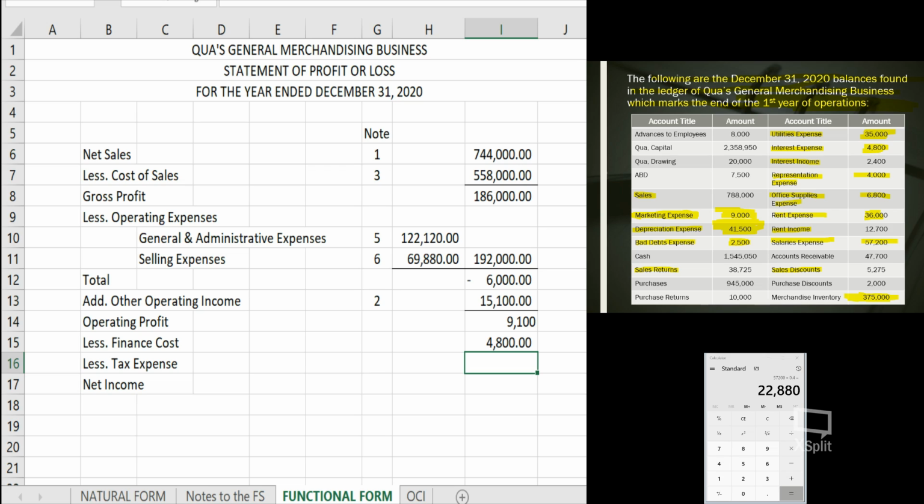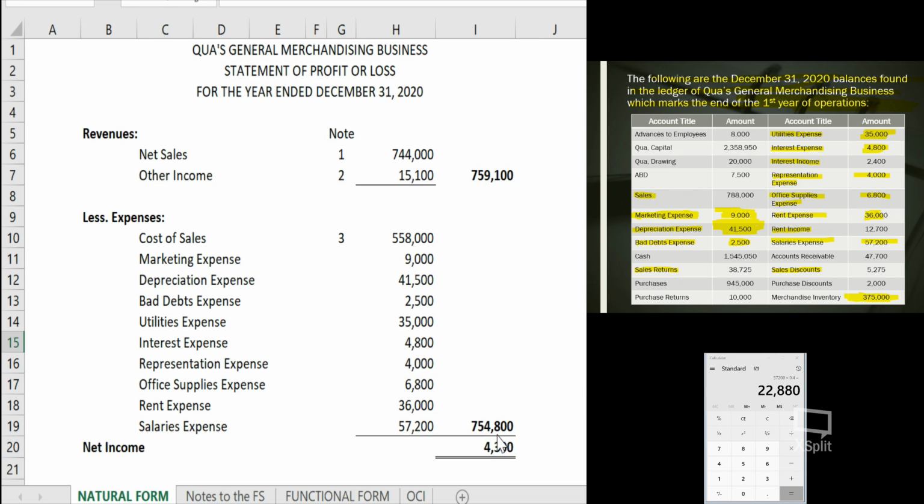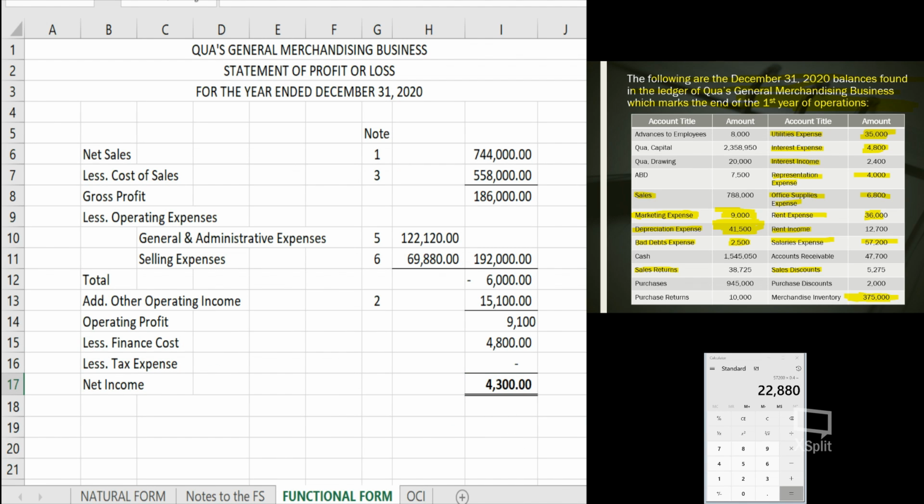And then, wala naman tax na binigay. So, let's assume wala na lang tax. Okay, so our net income will be this one minus this one. Our net income will be 4,300 pesos. Double rule. Check muna natin if yun din yung net income na na-compute natin sa natural form. Okay, 4,300. Okay, some of you may be wondering about yung profit from discontinued operations.